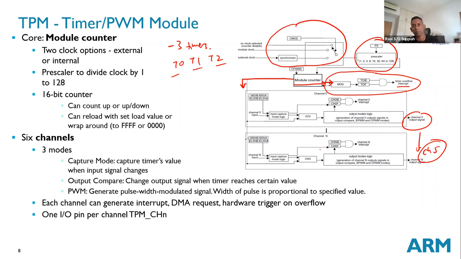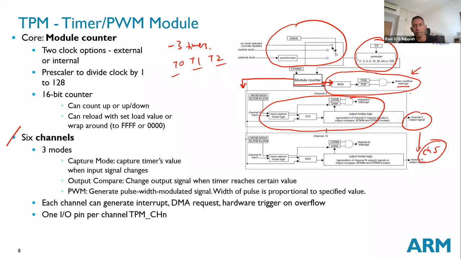Now, at the same time, while all this is happening, there is another set of hardware over here. These are what we call the channels, the six channels that I mentioned just now. These six channels are separate hardware that can be used to do other things at the same time using the same configuration of the timer, and these are not tied to this interrupt.